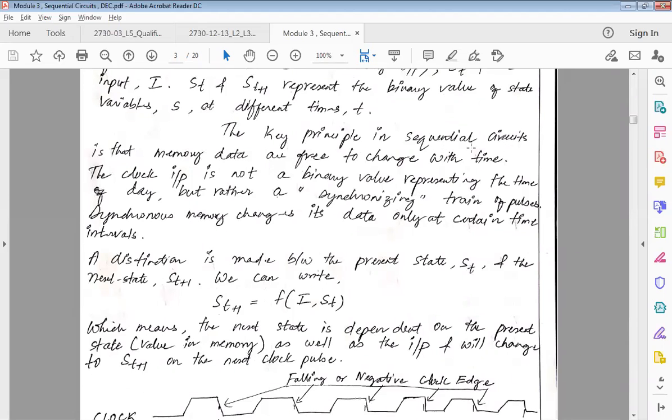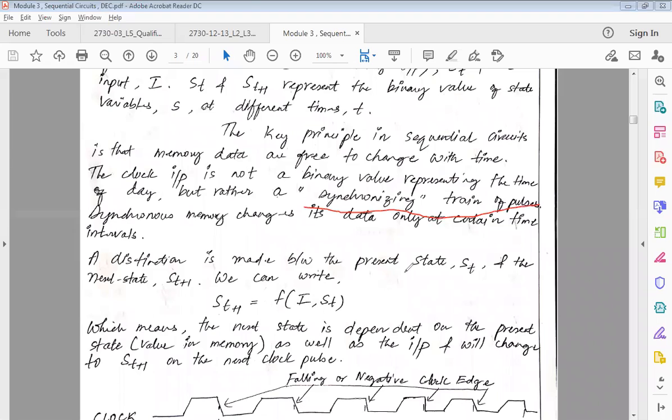So another key principle in sequential circuits is that memory data are free to change with time. As the time changes, the memory also changes based on the clock. The clock input is not a binary value representing the time of day, but a synchronizing train of pulses. Now, this is important, it's a synchronizing train of pulses. You should note this down.